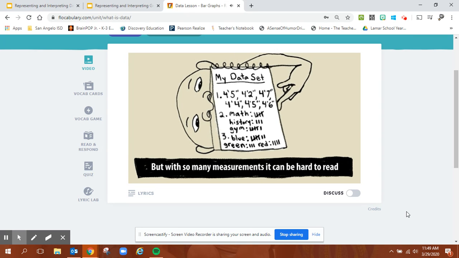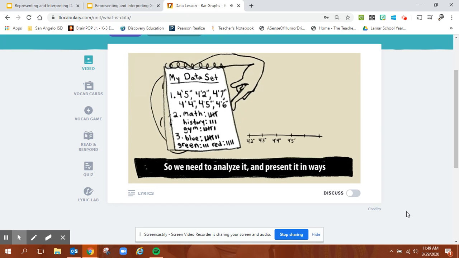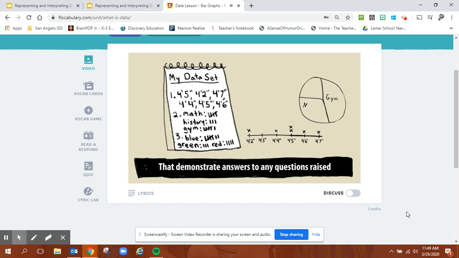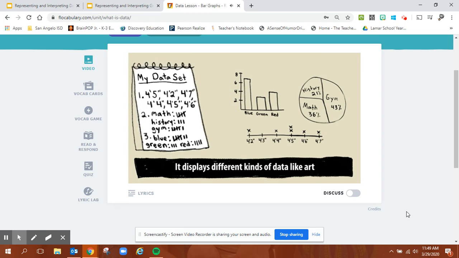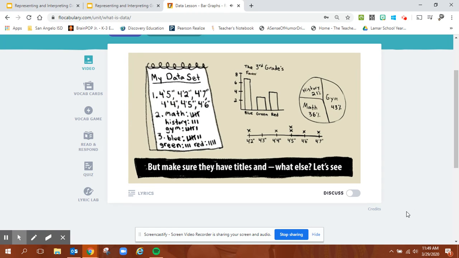With so many measurements, it can be hard to read, so we need to analyze it, present it in ways that demonstrate answers to any questions raised. You can organize your data with a graph or a chart. It displays different kinds of data like art, line plots, pie charts, and bar graphs are 3 ways to organize the data that you have. Make sure they have titles.